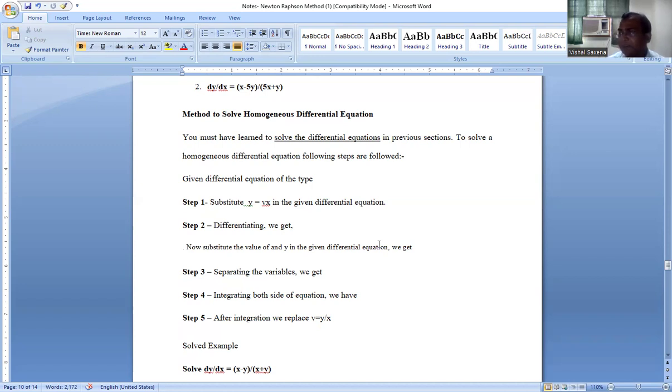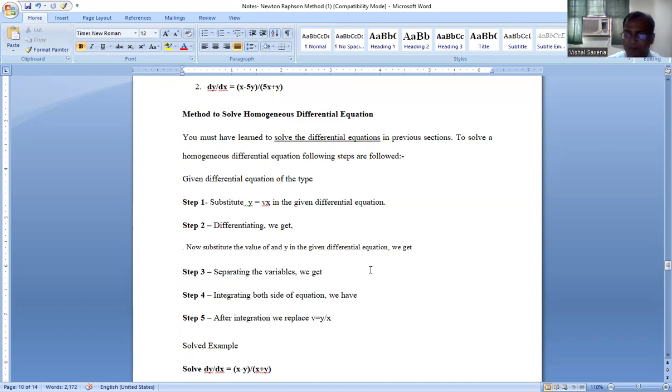So finally, in the given differential equation, we have to replace our y and dy by dx terms by the terms of v and x and their derivatives. So that is the first step. Now the second step is differentiating. We get it in this way, and we have to replace this one.